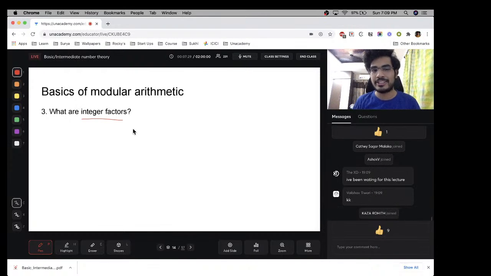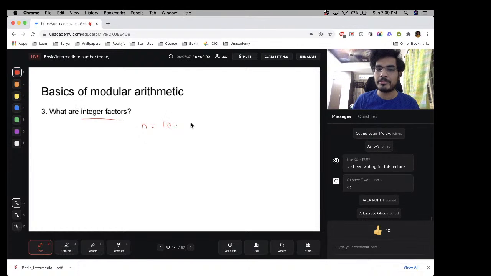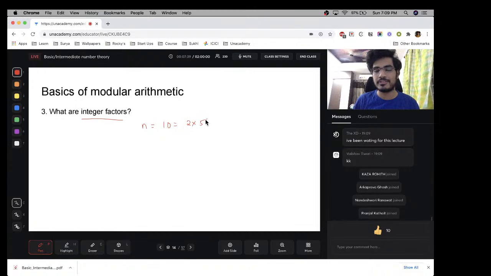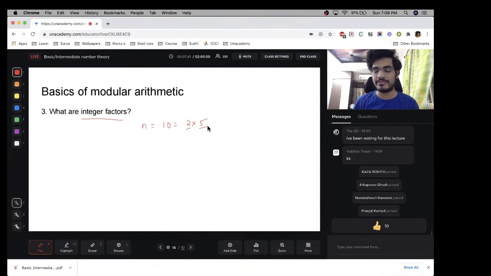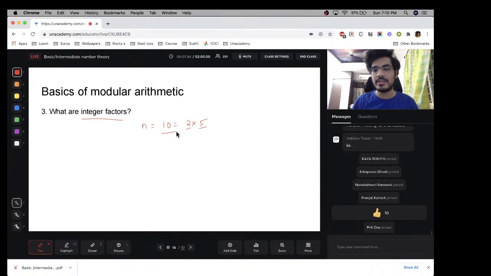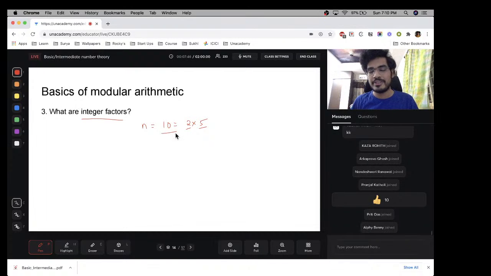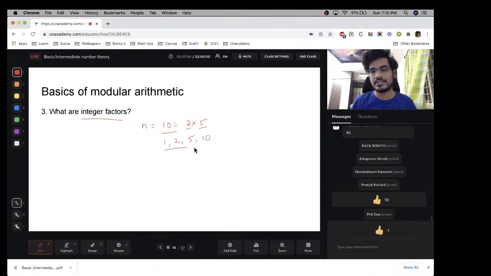So what are integer factors? Suppose we have a number n equals 10. This can be represented as 2 into 5. 2 and 5 are integer factors. Basically, all the numbers that are less than n, which divide n. So the integer factors of n are 1, 2, 5, and 10. These are the integer factors of n.